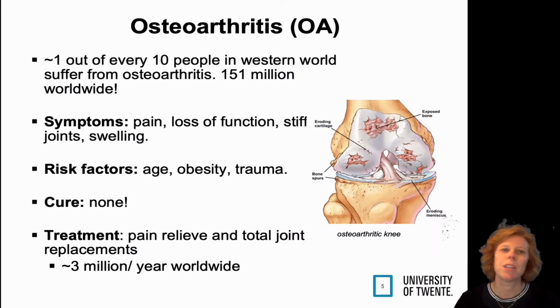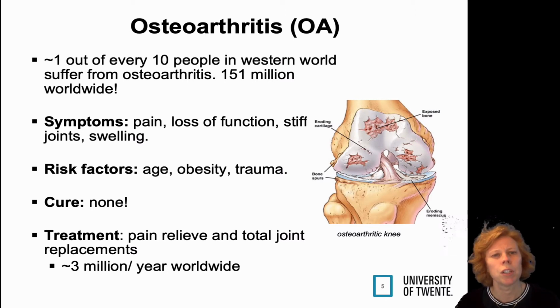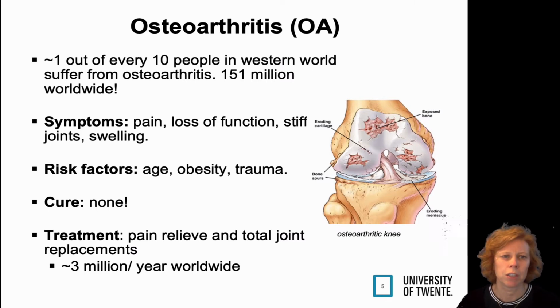1 out of every 10 people in the Western world suffer from osteoarthritis. That is over 150 million people worldwide. The symptoms are pain, loss of function, stiff joints and swelling. And although there are risk factors described, like age, obesity and trauma, the real onset of osteoarthritis is poorly described. There is currently no cure. However, there are some treatments which exist of pain relief and total joint replacements, of which about 300 million per year happen worldwide.